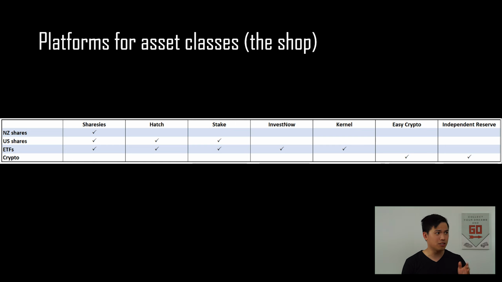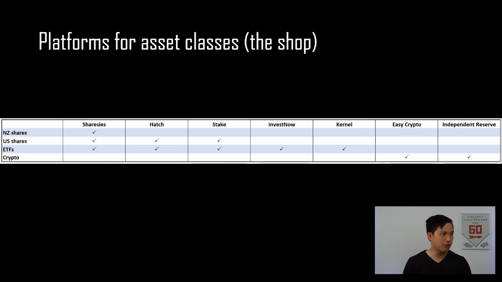For ETFs, you can also check out Sharesies, Hatch, Stake, InvestNow, and Kernel. InvestNow is a free platform for ETFs only. However, if you're investing already on Sharesies and paying the annual fee on Sharesies, then you might as well just do it all in one place. Kernel also provides ETFs. I've made a video on the top 5 ETFs. You can check that out over here as well.